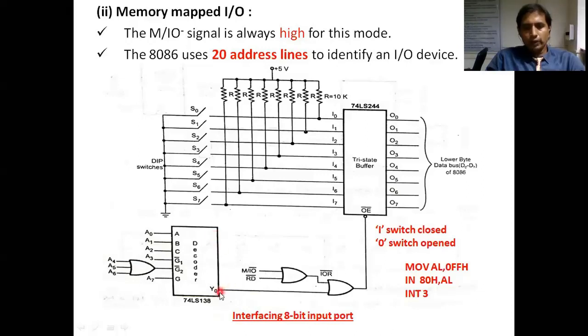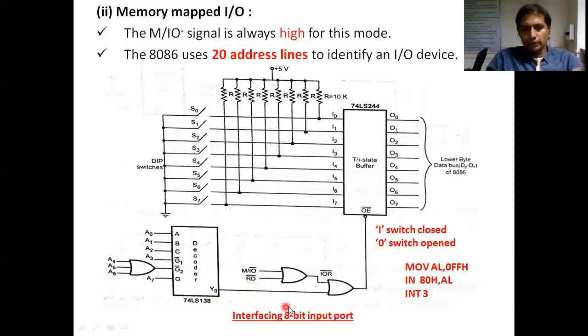Okay. Now, for example, here output Y0 is 0. So 0 connected to OR gate. Okay. Now it is 0. What is next one? Here I am taking one more OR gate. In that M by IO bar is connecting. Here for IO mapped IO, I already mentioned M by IO bar is low. Low means 0. Here I am giving 0.